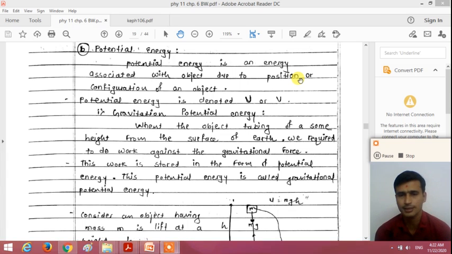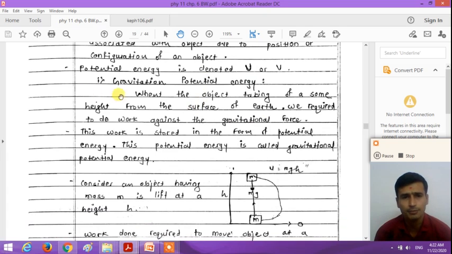Gravitational potential energy is associated with the position of the object in the earth's gravitational field, and elastic potential energy is associated with the elasticity property of the material. Potential energy is denoted by capital U or capital V. In some textbooks you will find the notation capital U, and in some textbooks capital V. First is the gravitational potential energy.